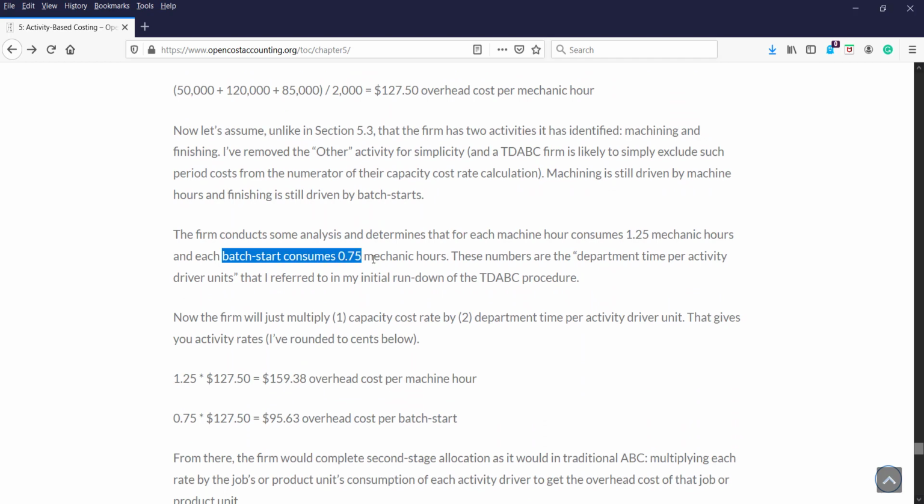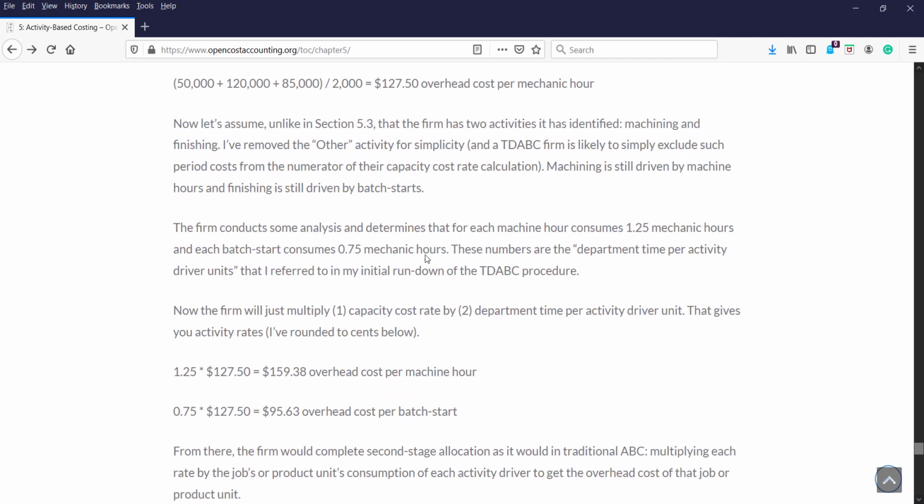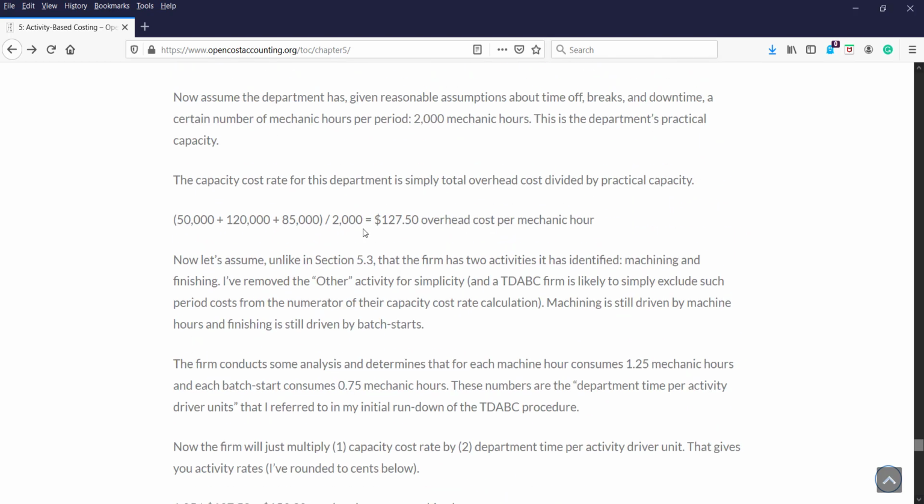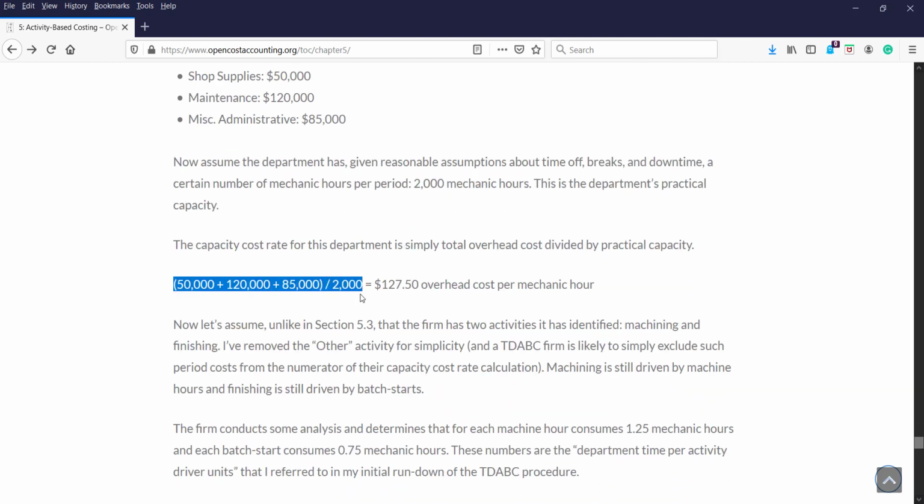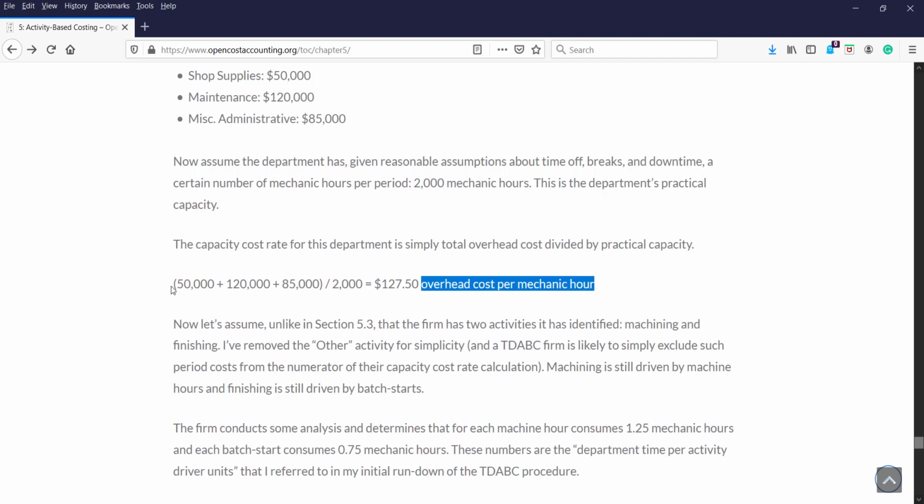And each batch start consumes 0.75 mechanic hours. And so then we're going to multiply this capacity cost rate that we calculated. Remember, we took these numbers right here, divided them by our capacity constraint, and that's this right here. We end up with $127.50 as our capacity cost rate, or overhead cost per the constraint, which is mechanic hour.